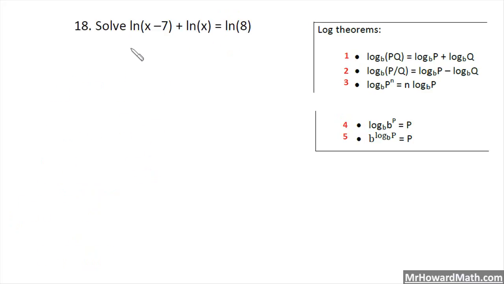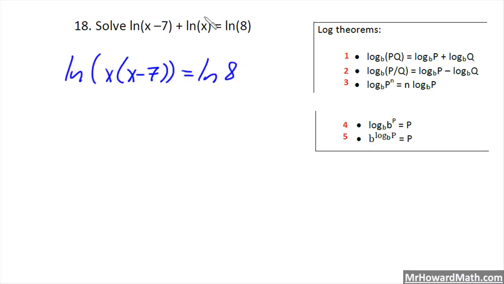Alright, problem 18 here. We're solving a logarithmic equation. So we have ln of x minus 7 plus ln of x is equal to ln of 8. So we're solving for x here. And first thing we're going to do is combine these two logarithms into a single logarithm by condensing them using this theorem here. So the addition that we have now will combine the arguments together through multiplication into a single logarithm. So ln of x times x minus 7 equals ln of 8.